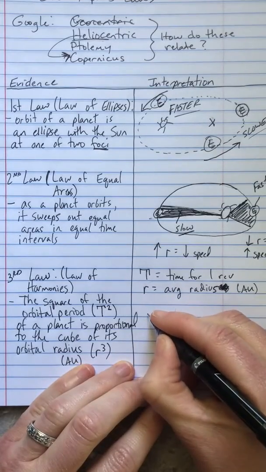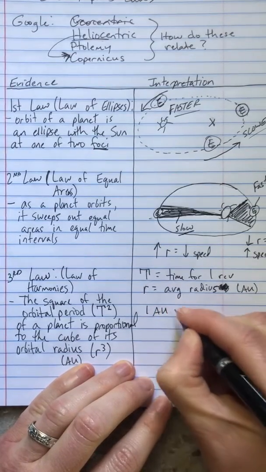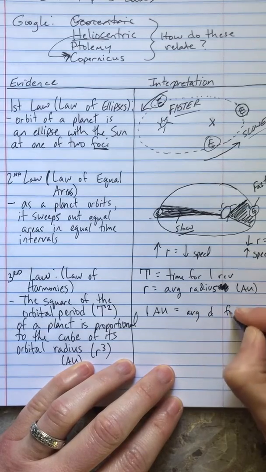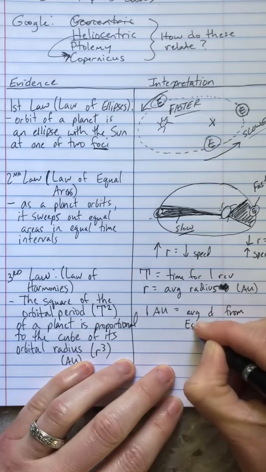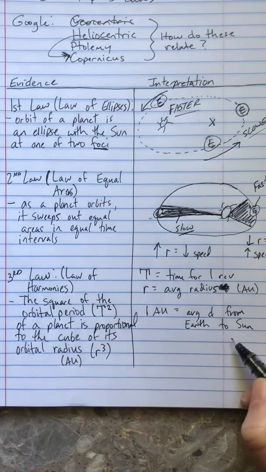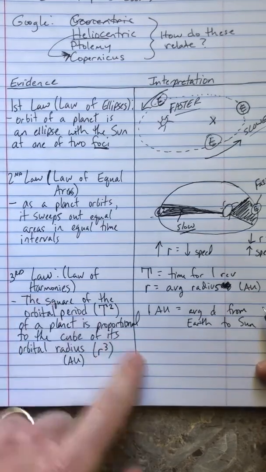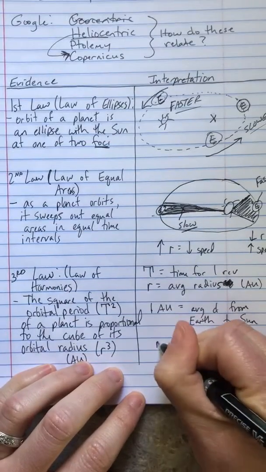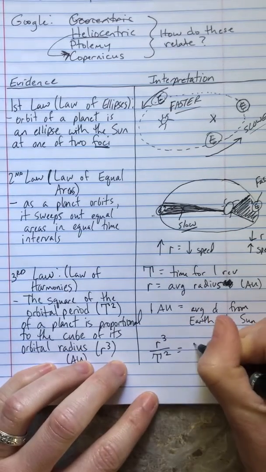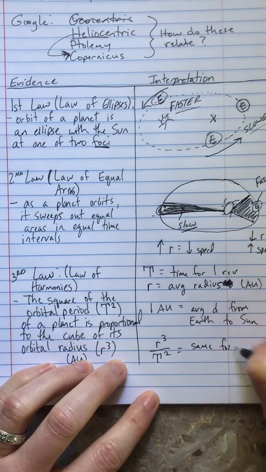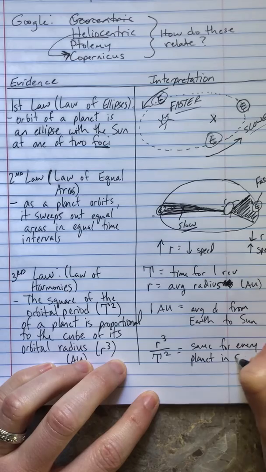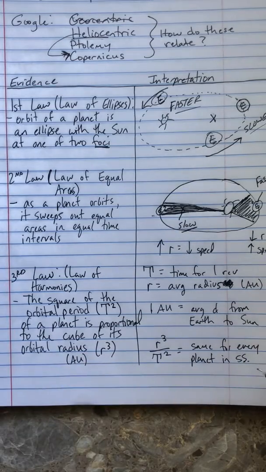And remember, we've already said it a while back, but make sure we know that 1 AU, this is important, is the average distance from Earth to Sun. Yeah, I think you know all that. So technically what this thing says here is that R cubed over the period squared is going to be the same for every planet in our solar system. Okay, it's going to be the same.